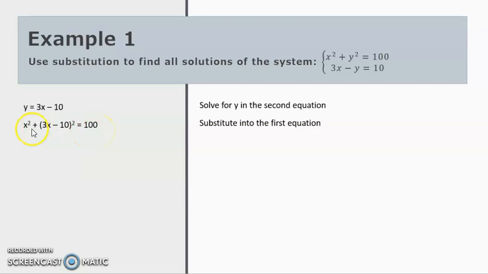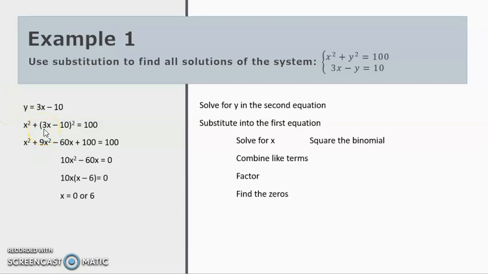Now notice in this one, all the y's are gone, so I just have to solve for x. The way we do that is we would square this binomial, combine some like terms, get everything to one side, and find the zeros, because this is a quadratic equation now. So to square the binomial, you would do 3x squared, which is 9x squared. Then you would do 2 times negative 10 times 3x, which is negative 60x. And then you'd square the negative 10.